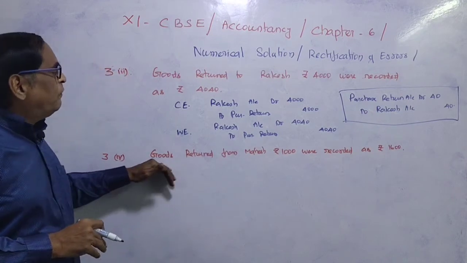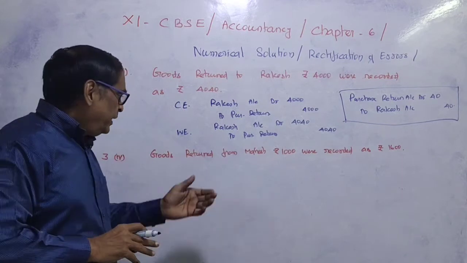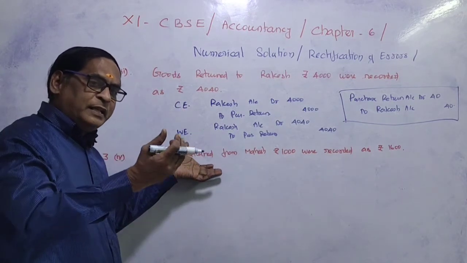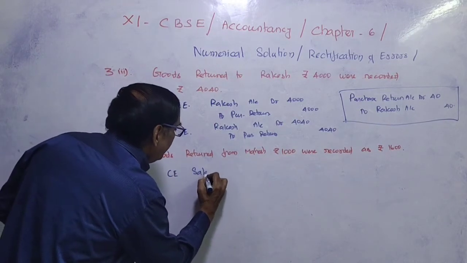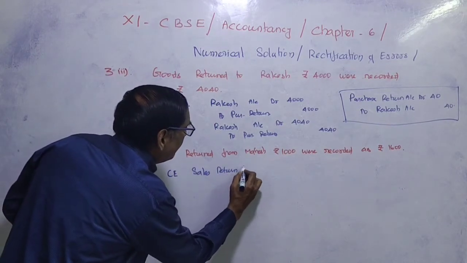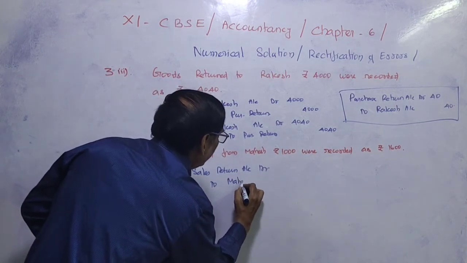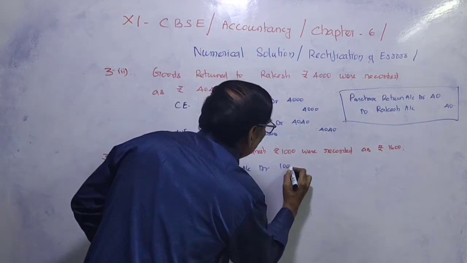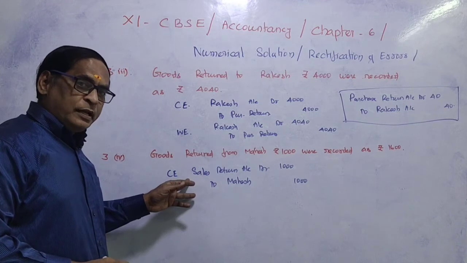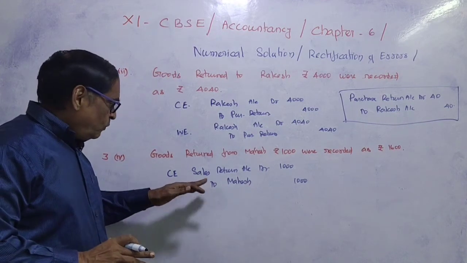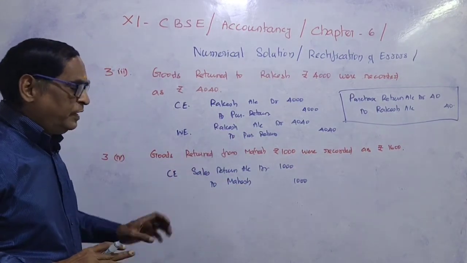And then: goods returned from Makesh rupees 1,000 was recorded as 1,600. Here goods returned from Makesh means sales return. So the correct entry should be sales return account debit to Makesh account credited, 1,000 rupees. So return inwards or sales return, both are the same. Sales return account debit to Makesh account credit 1,000. It is the original entry, the correct entry we should pass.